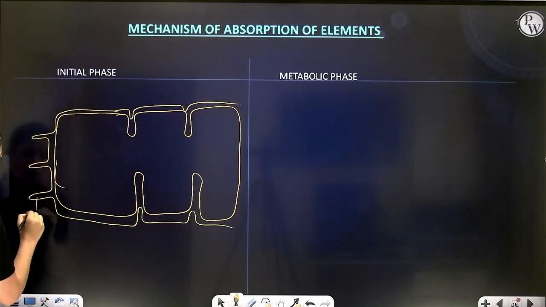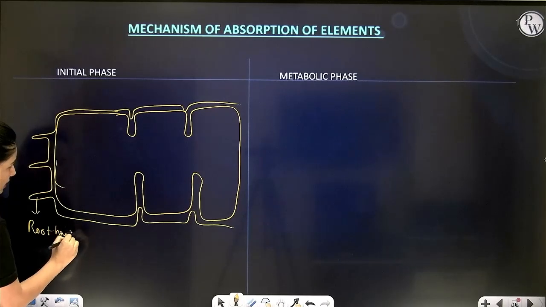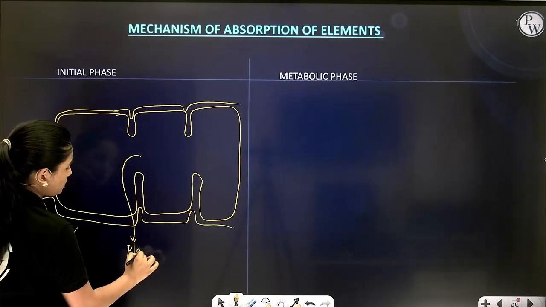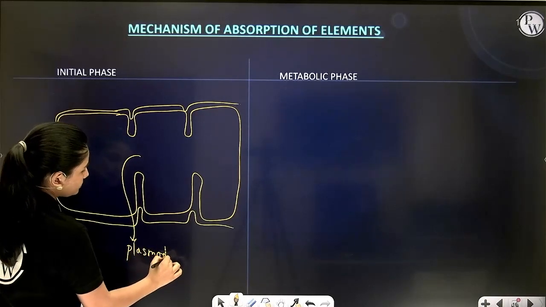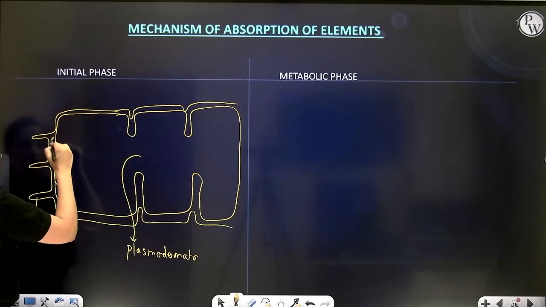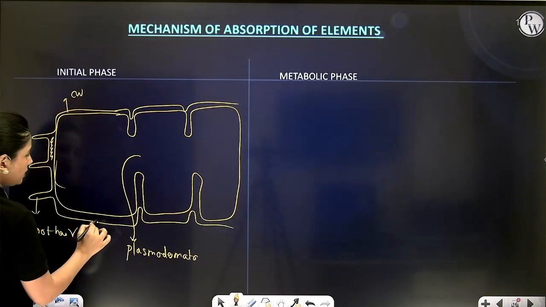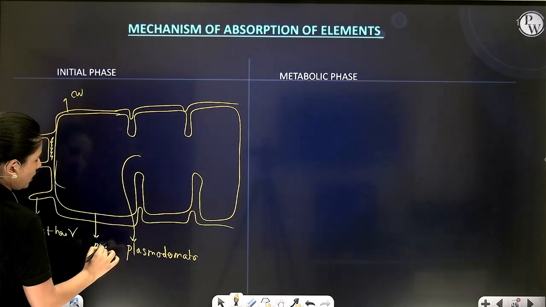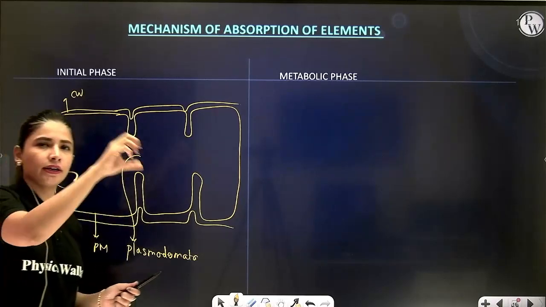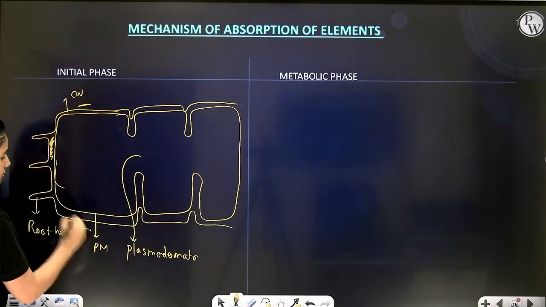Correct? So these are the root hair. Each living cell is connected through plasmodesmata. So these are plasmodesmata, the openings. Right? This is the dead region. This is the cell wall. And this is the plasma membrane. And you can say it's the space between the cell wall and all intercellular spaces. All this, these are intercellular spaces.